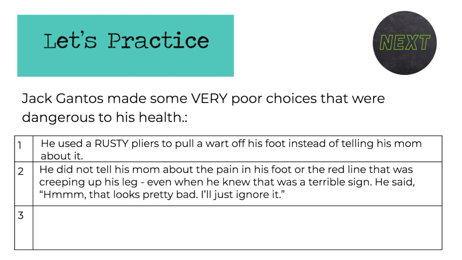The next piece of evidence you could use would be he did not tell his mom about the pain in his foot or the red line that was creeping up his leg, even when he knew that that red line was a terrible sign. He even said to himself, "That looks pretty bad. I'll just ignore it."